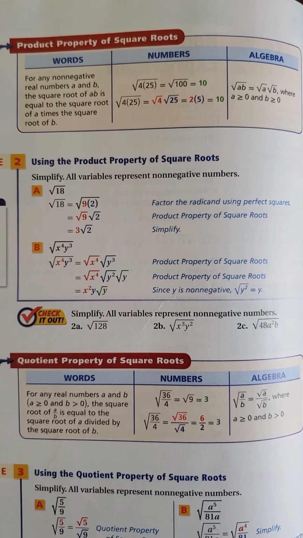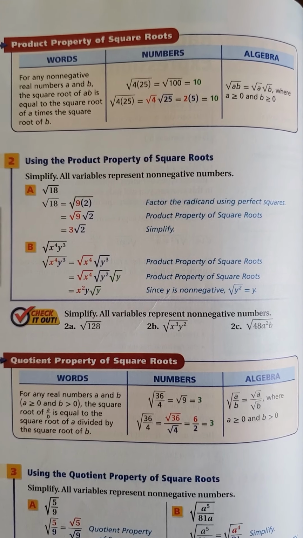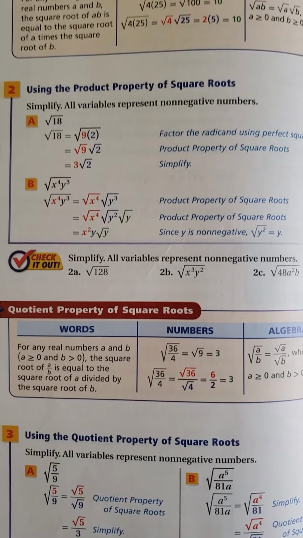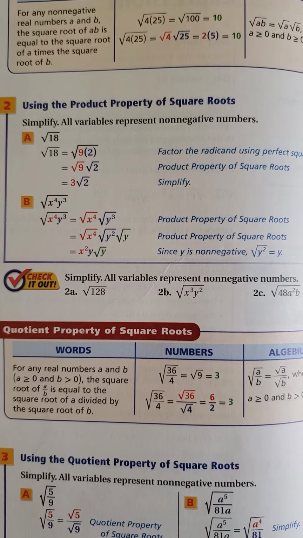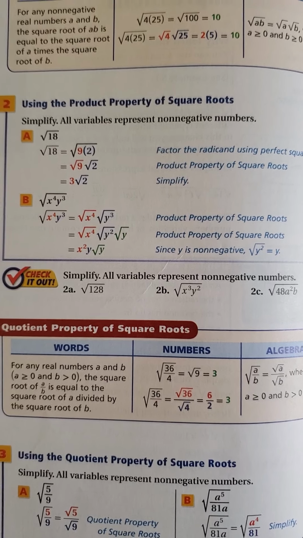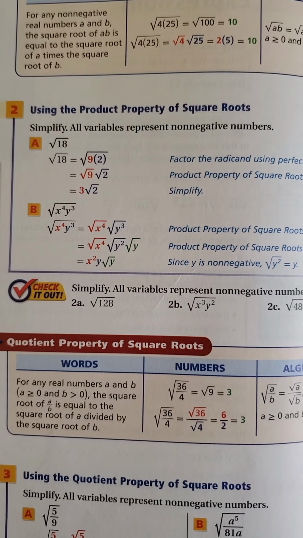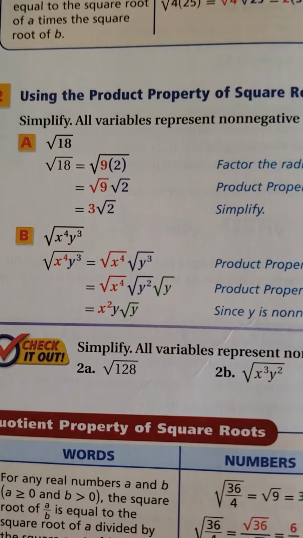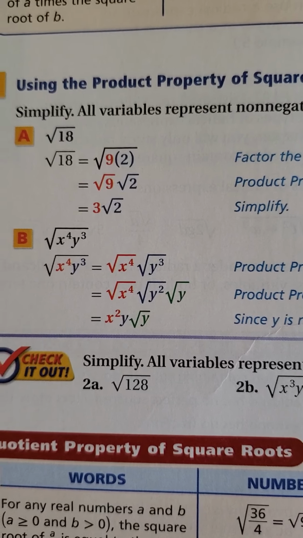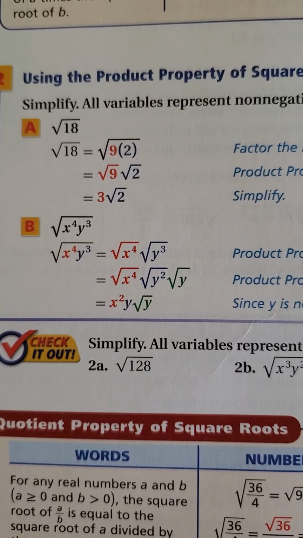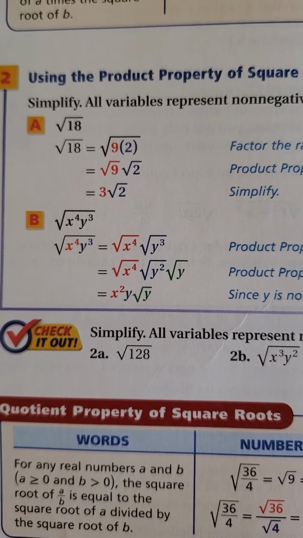Turning over to page 830, you'd want to read that little box at the top, and then I'm looking at example 2. I want to be able to simplify something like the square root of 18. Well, the square root of 18 is equal to the square root of 9 times 2. The square root of 9, you can see, becomes 3. So the square root of 18 should be broken down to 3 root 2.